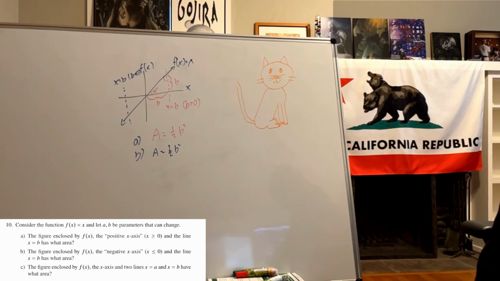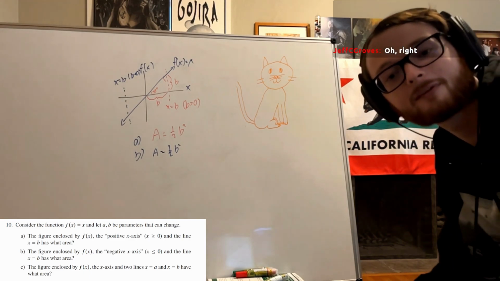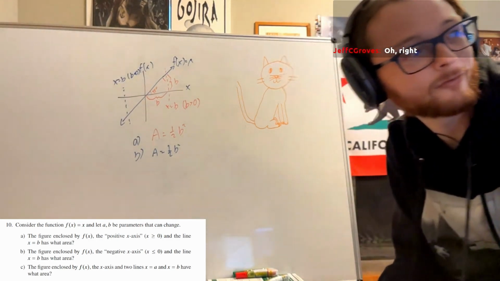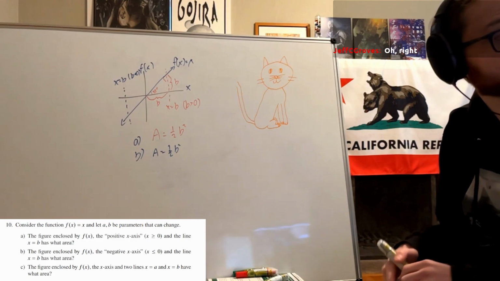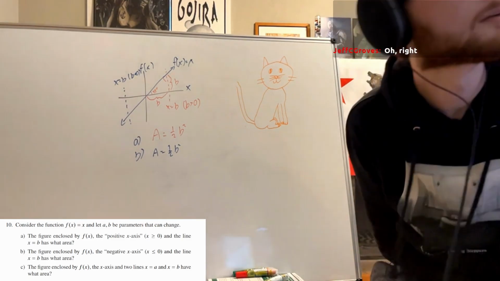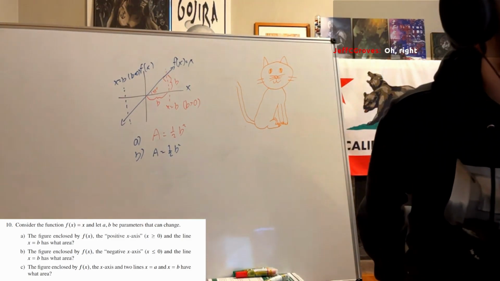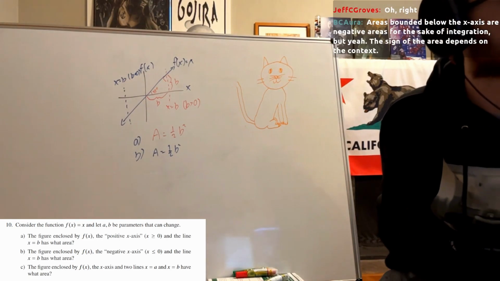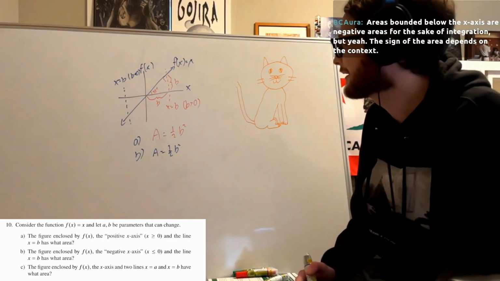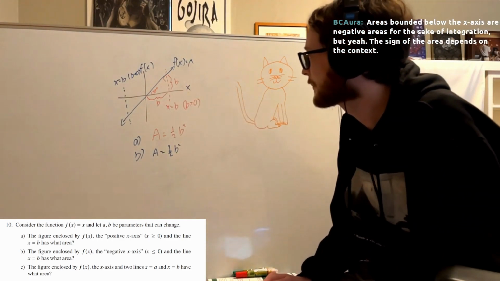The figure enclosed by f of x, the x-axis, and the two lines, x equals a and x equals b, has what area? So here I can see 3 cases that really boil down into 2, and maybe those really boil down into 1. But let's not assume that yet. So the area depends on the context. Yeah. So I don't think we're going to call it a negative area for the sake of this problem.